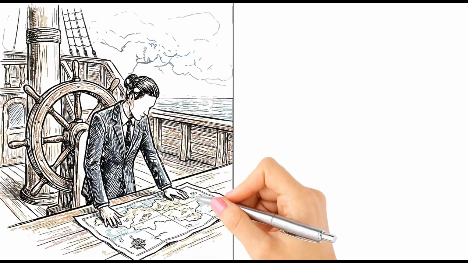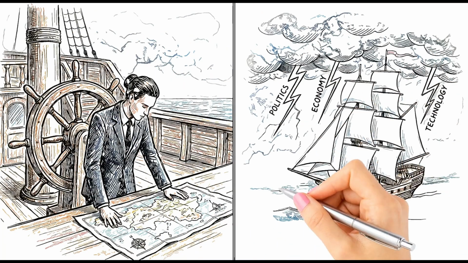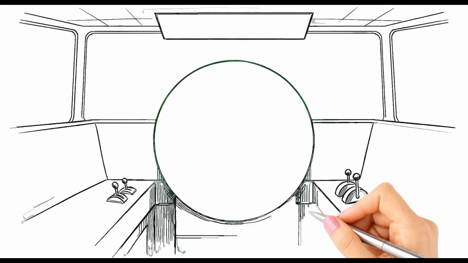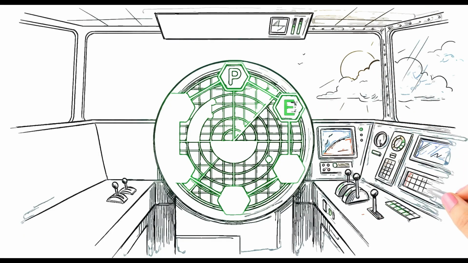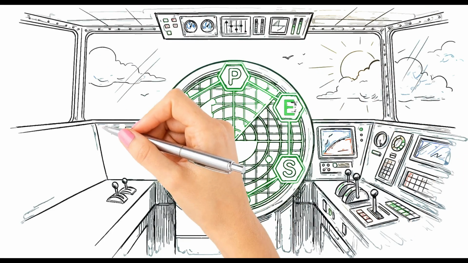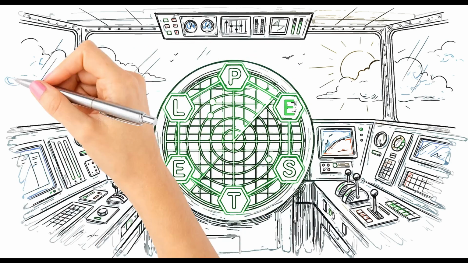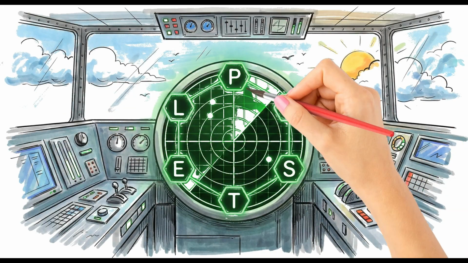If you only look down at your own deck, you miss the external storms brewing on the horizon until it's too late. To navigate safely, you need a radar system. In business strategy, that radar is PESTEL Analysis. It's a framework designed to scan the external horizon and identify the massive forces that will impact your future success.